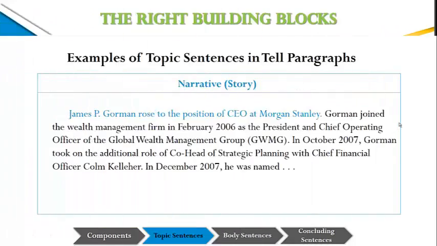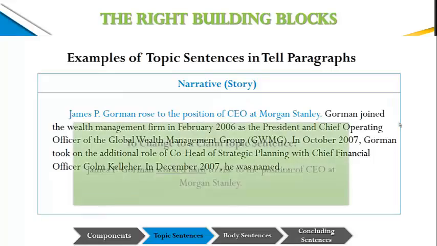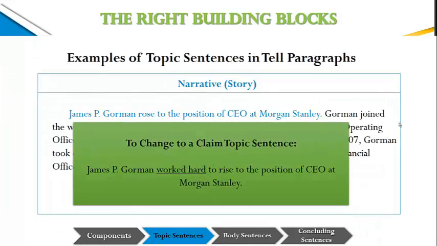For a narrative story, I'll admit that this topic sentence isn't so exciting, but James P. Gorman rose to the position of CEO at Morgan Stanley, so this is a descriptive paragraph. And a lot of times claim paragraphs are a little more interesting. You don't want to argue something in every paragraph necessarily, but if we take a look, for example, how we can change this into a claim, James P. Gorman worked hard to rise to the position of CEO at Morgan Stanley. Now, this is much different because we've added the idea of working hard, and that's really an assertion that we're making, so we would have to defend that.